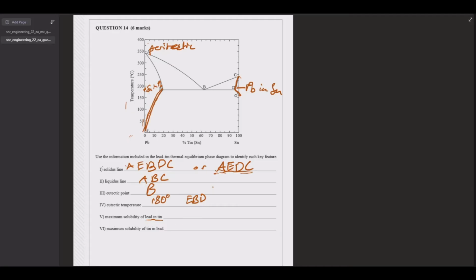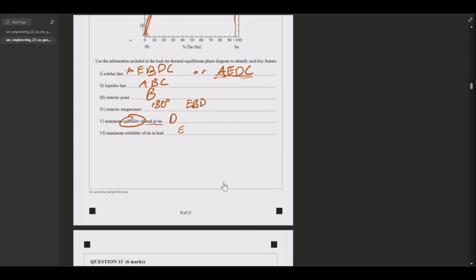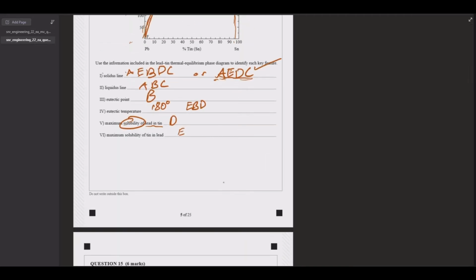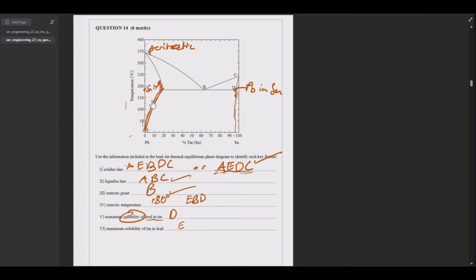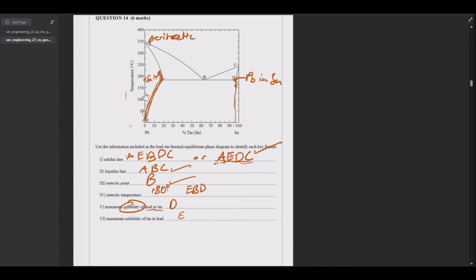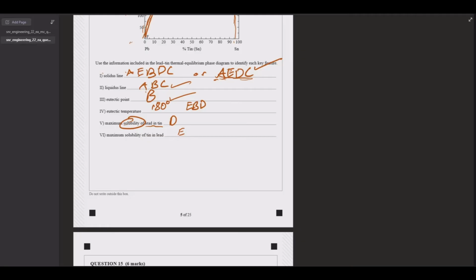Oh no, it's not, because maximum. If they just said solubility of lead in tin, you'd put CDG. But because they've said maximum, that's going to be the point where there's the most lead. So that's just going to be a singular point, D. And the reverse, so E over here. Alright, so they did say A, E, D, C. They said A, B, C, B. They said 183 degrees, but if you state any value reasonably between 175 and 200, they'll accept that. So they did not give us a mark for that. It's for 180 degrees and the 2 points D and E.